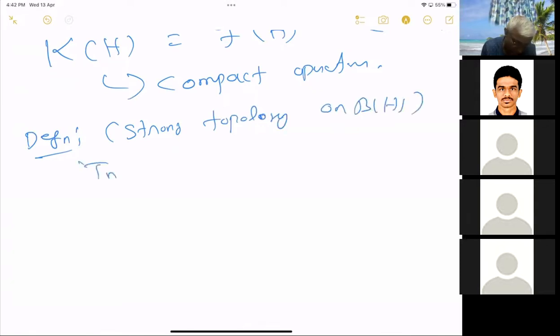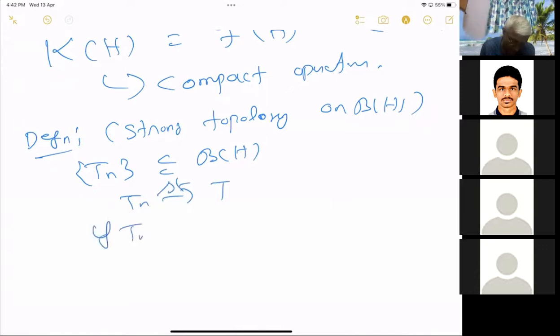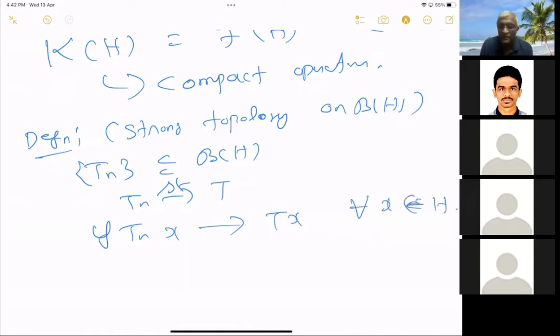So we say Tn, a sequence of operators in B of H, converges to T strongly if it converges pointwise, for all x in H. That's all. So this is a well-defined topology, you have to prove. I mean, we can define a topology by defining the convergence, then that will define the closed sets, and that will give you a topology. That's not the problem. But this is something you have to prove. I don't want to give it as an assignment, but I think Nirupama gave it as an exercise.